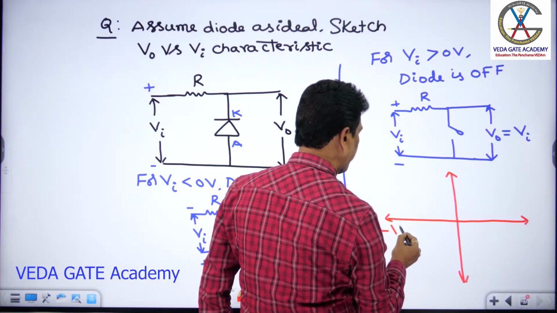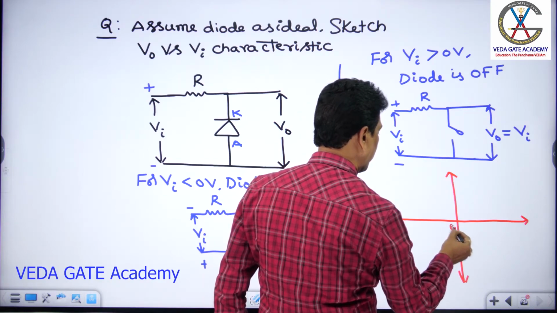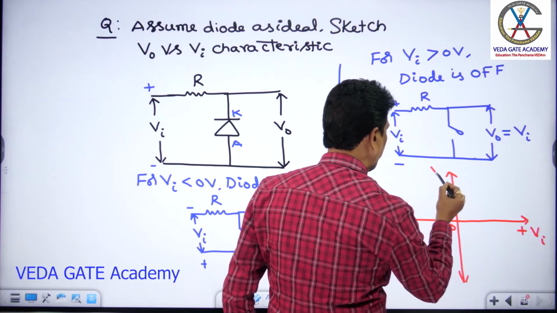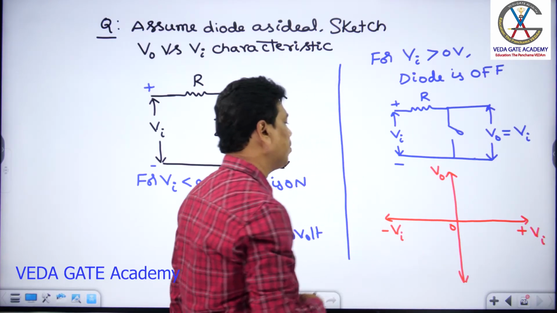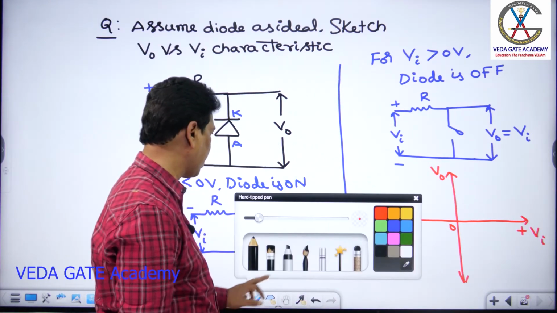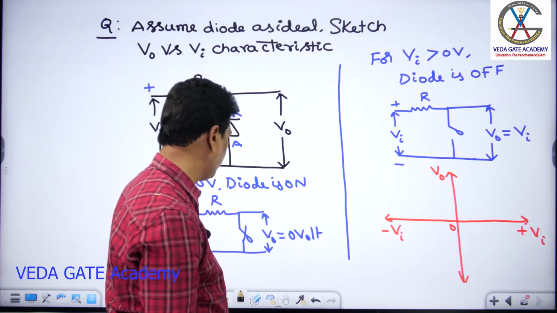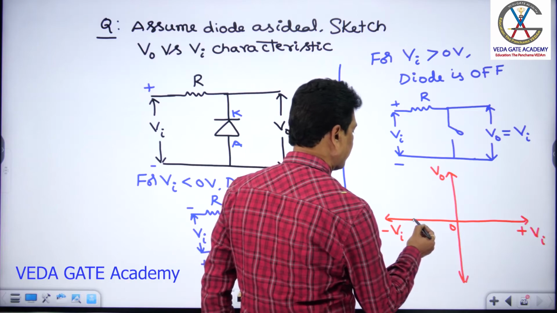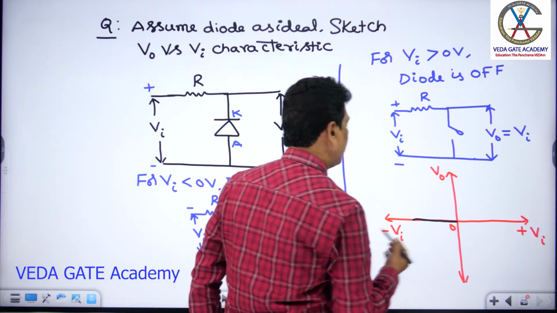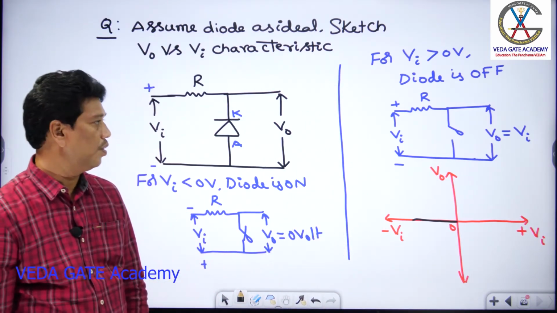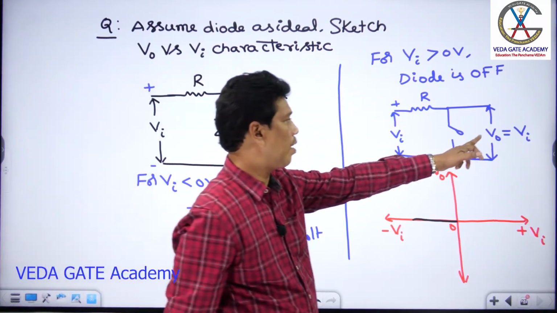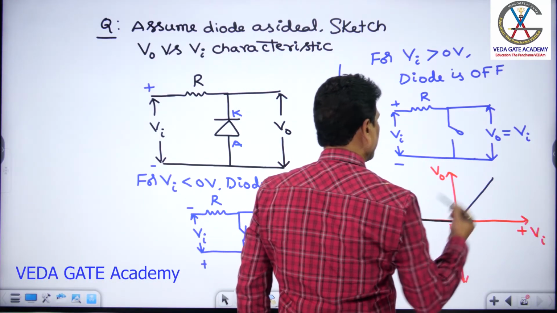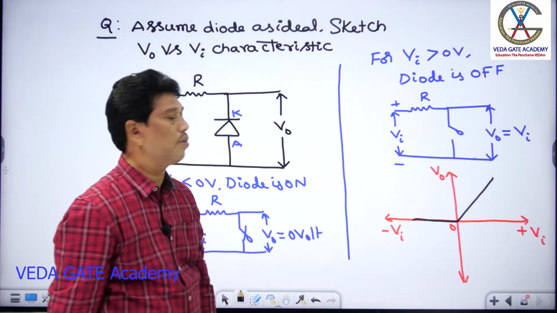So this is minus Vi, 0, plus Vi, and concerned V0, I say. So now I can sketch the corresponding transfer characteristic graph. For Va less than 0, V0 should be 0. This is the case. And for Va greater than 0, V0 equals Vi. So this will be the transfer characteristic for that diode circuit.